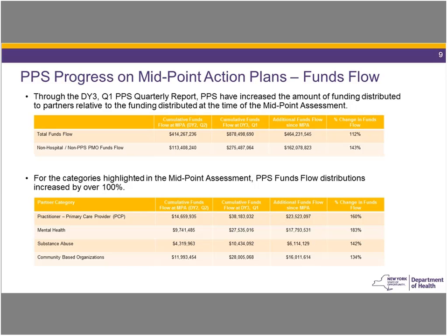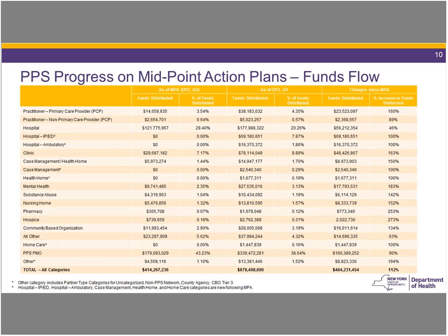we won't go into this line by line because it's a lot of content, but the next slide we just show by all of the defined partner categories, all of our increases across the board, again, following distributions at midpoint assessment, distributions 3 quarters later as of DY3 Q1, and the increases there.